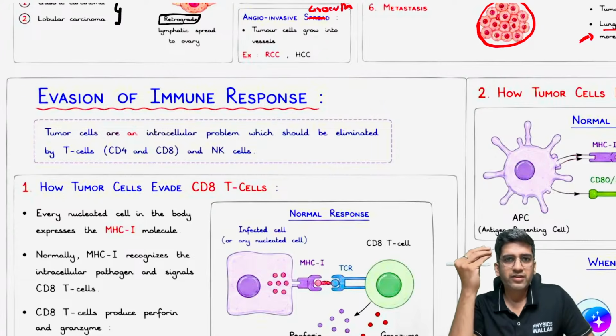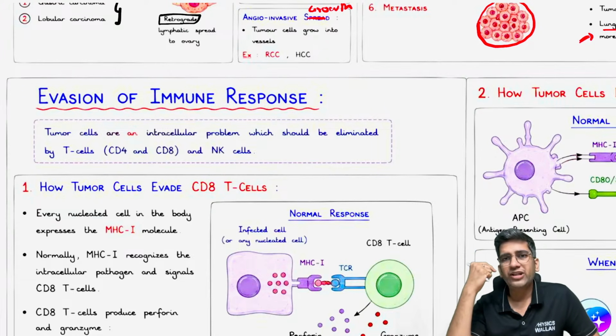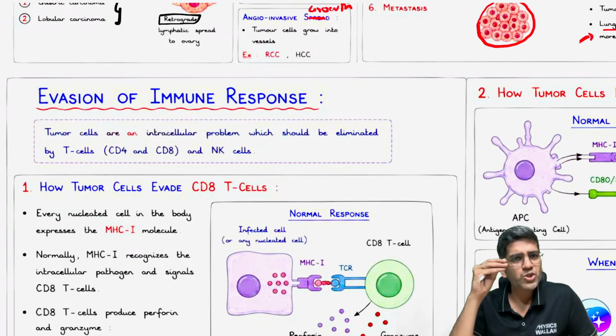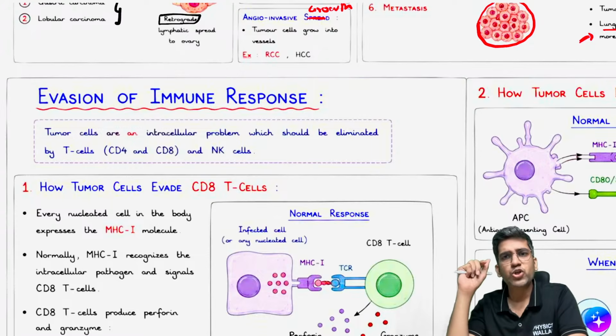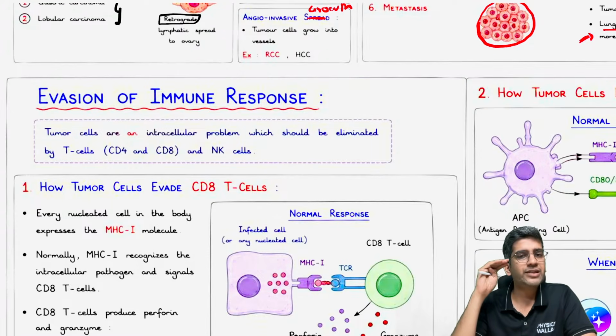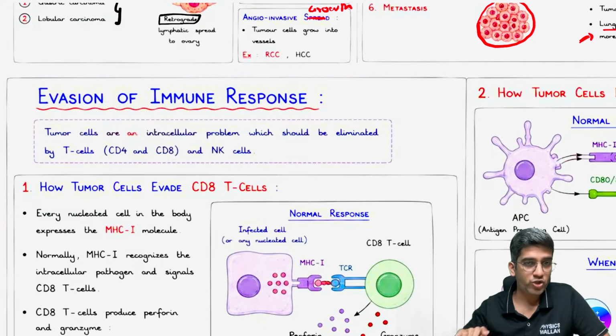So the first question is, tumor or cancer is a pathogen for me. So my body should definitely destroy it. The question is, why is my body not destroying it? Because I have superb CD4 cells, superb CD8 cells. They should destroy them. Why are they not destroying them is the question, and that is evasion of immunological surveillance or evasion of immune response.